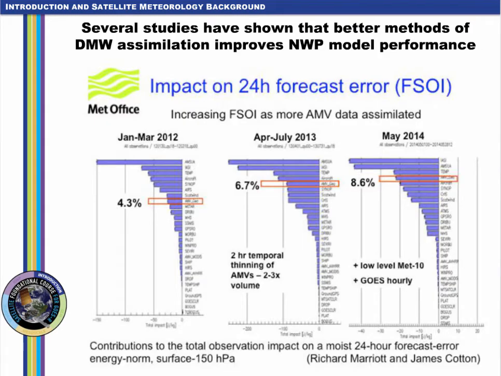A primary use of the derived motion winds product will be assimilation into numerical weather prediction models. Many studies show that proper assimilation results in improved model forecast. One example is more accurate tropical cyclone path forecasts. This particular study from the UK Met Office shows that as more derived motion winds are assimilated, their total observational impact is increasing, resulting in better 24-hour forecasts.